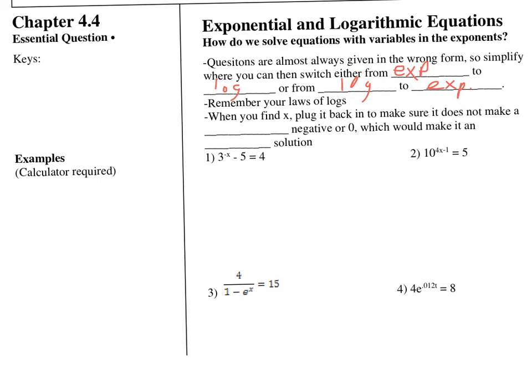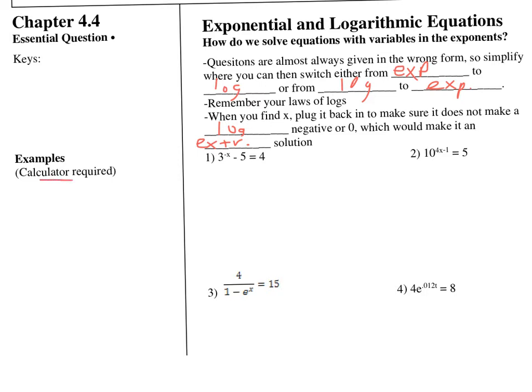And then when you find x, plug it back in to make sure it does not make a log negative or 0, which would be an extraneous solution. So we are going to have some extraneous solutions only on the logarithmic equations, though. As you can see, everything on this page is all exponential equations to start. There are not going to be any extraneous solutions here because I can't make an original log 0 if there's no original logs. So I'm going to use logs along the way, but there's no original logs, so there's not going to be any extraneous solutions on these 4 problems.